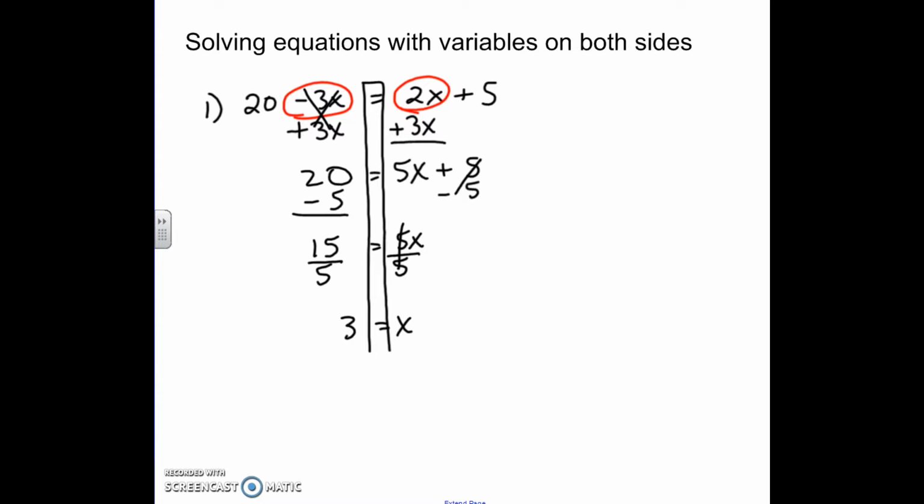Now, if you have 3 equals x, a lot of the times you just want to go ahead and swap it and write x equals 3. It doesn't really matter. It's just more standard to see the variable written on the left side than on the right side. So either way is correct, but on a test like the ACT Aspire, you're going to have x equals 3, probably not 3 equals x. Alright, let's try another question.